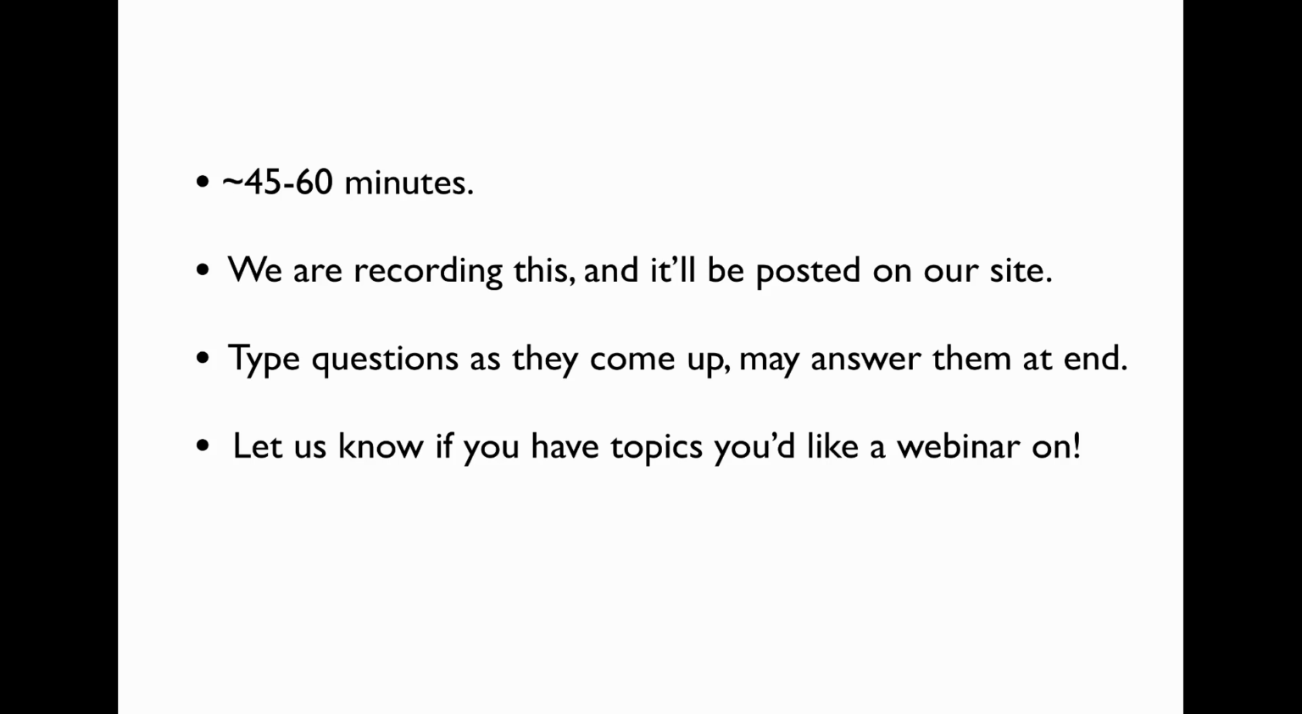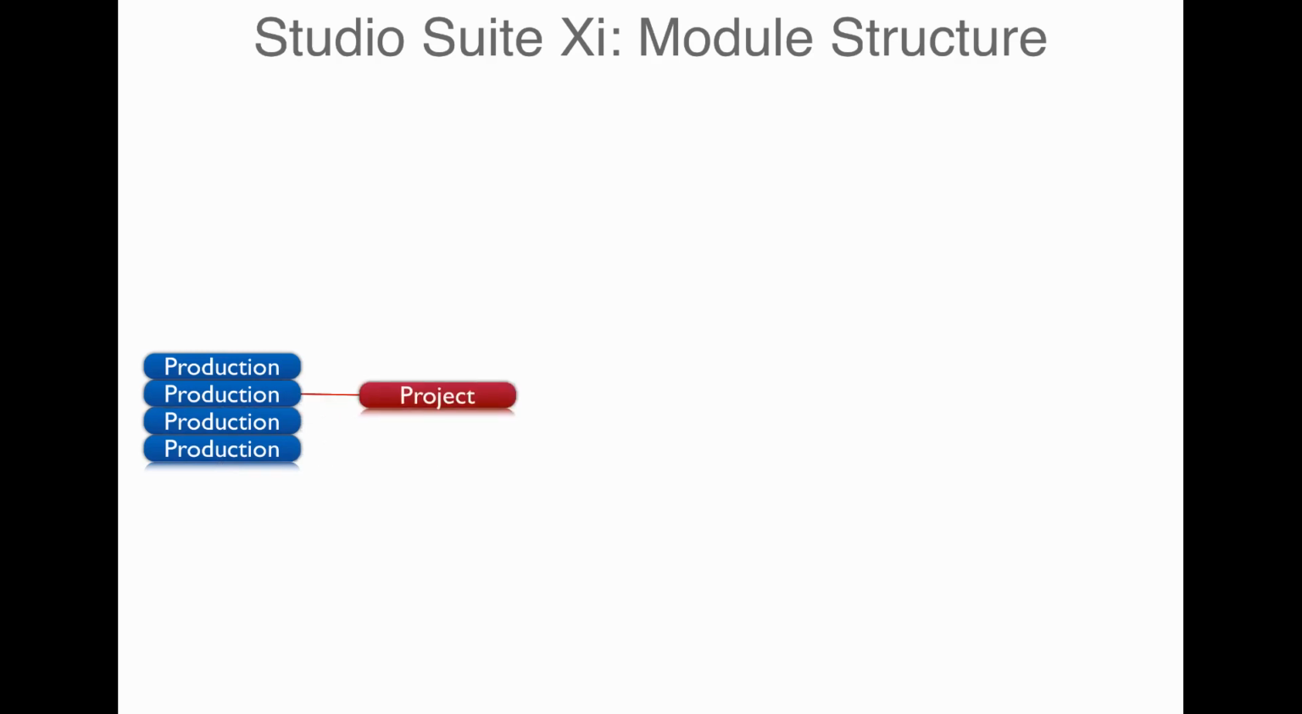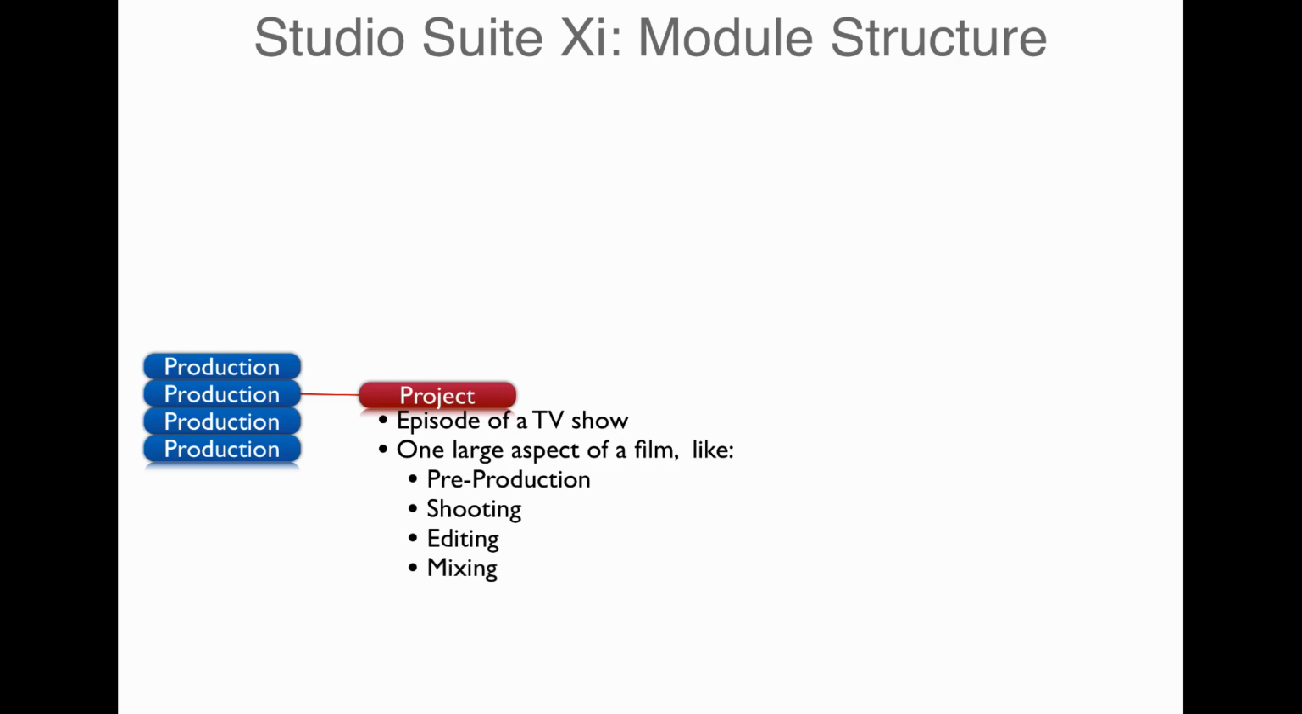So this next slide, many of you have seen before, so sorry if you have. But for those of you that are new, I want to give a map of the whole bigger picture of Studio Suite so we can see how equipment fits into that. At the highest level, we have a production, which equates to the season of a TV show, feature film, any kind of large multi-phase project. And you, of course, can have many productions going on at one time. And within a production, there are one or more projects. A project equates to an episode of a TV show, or one large aspect of a film like pre-production, shooting, editing, mixing, maybe equipment rental, and then maybe just a reel of film, or however you want to subdivide a larger project down into smaller things.